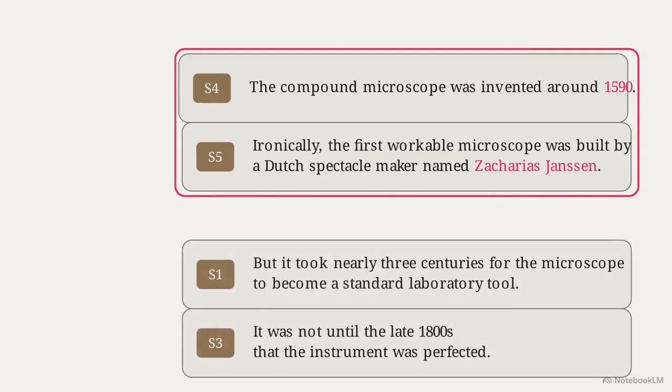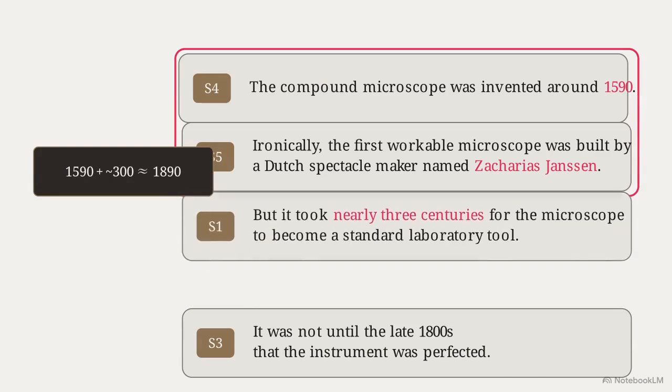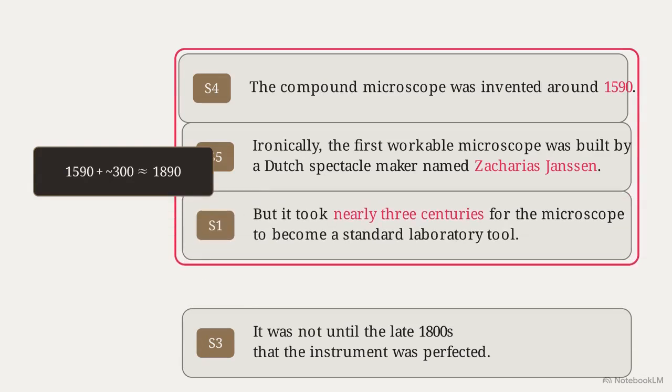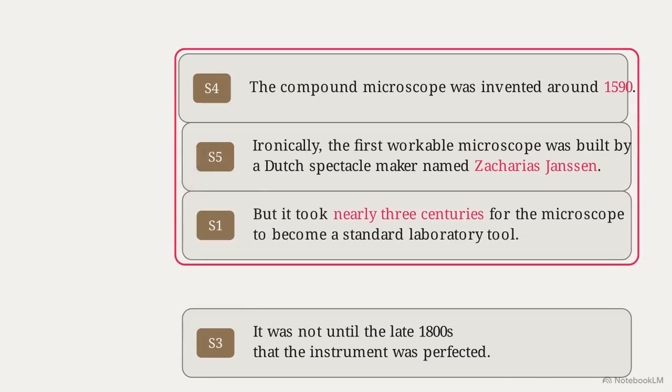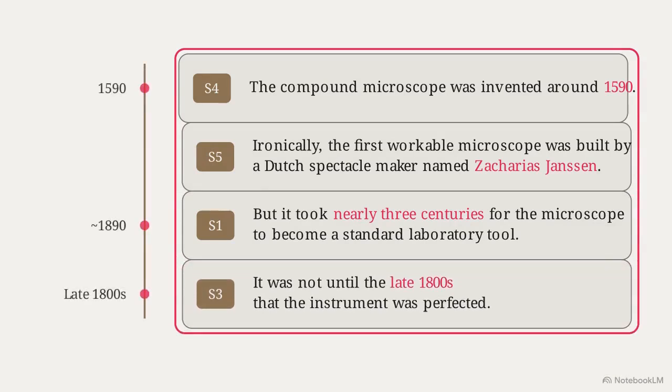Now, look at the remaining text. Use the provided timestamps to determine which sentence attaches to the end of our block. Sentence 1 mentions it took nearly 3 centuries for the tool to become standard. Simple math links this directly to the 1590 invention date in our previous block. Finally, sentence 3 brings us to the late 1800s, when the instrument was perfected, completing the timeline.